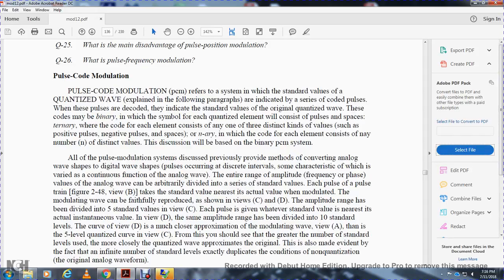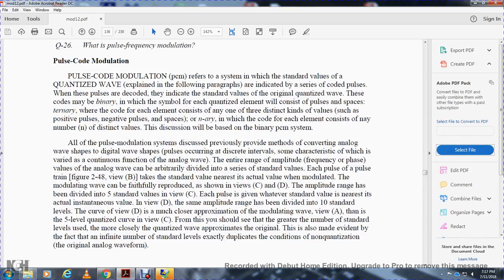Alright, pulse code modulation, or PCM, refers to a system in which the standard values of the quantized wave are indicated by a series of coded pulses. When the pulses are decoded, they indicate the standard value that originated the quantized wave. These codes may be binary, in which the symbol for each quantized element consists of pulse or space, or they may use three distinct kinds of values, such as positive pulse, negative pulse, and space. Each element is coded with a number of digits n, and the distinct values may be represented in binary.